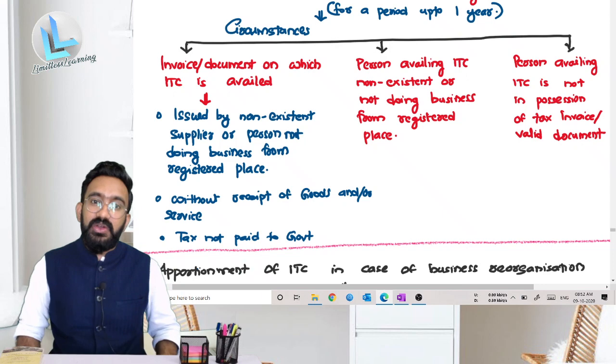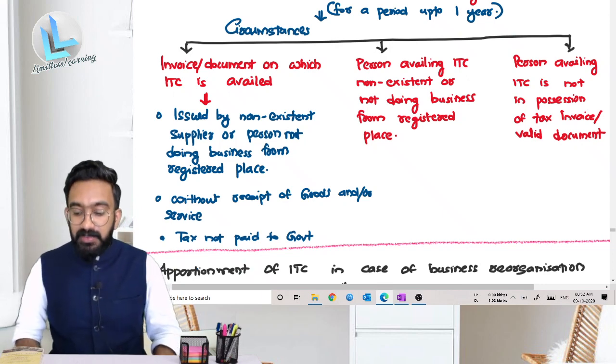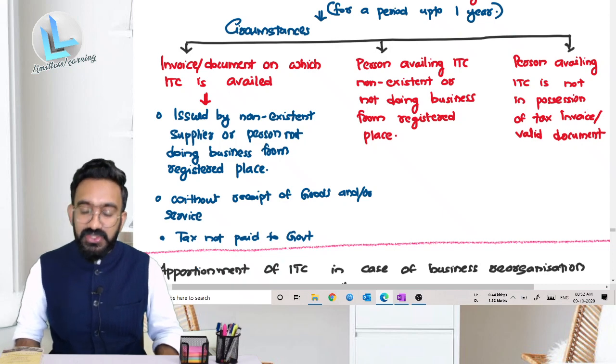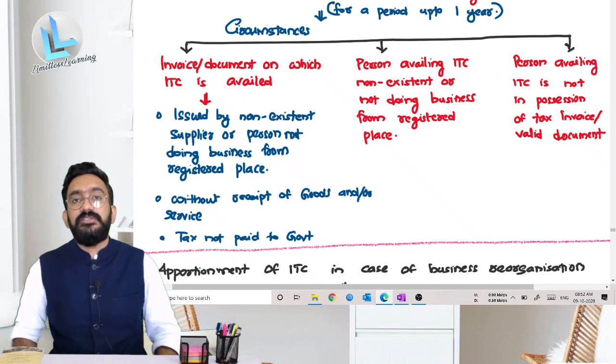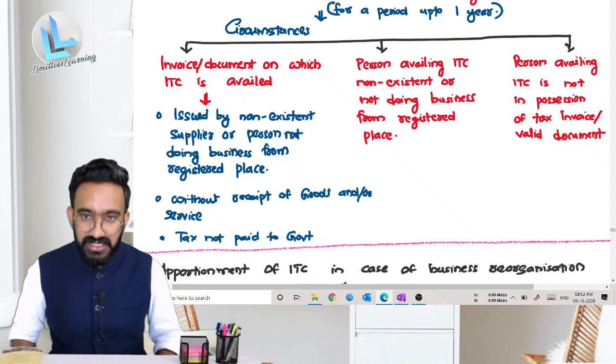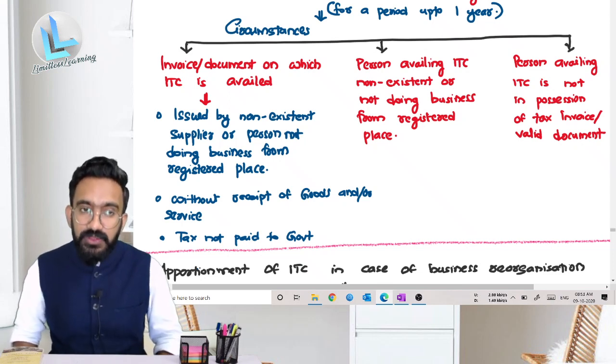He's non-existent, or he's doing business from a place which is not informed to the government. Then the person availing ITC is not in possession of an invoice. In all these cases, we already know that these conditions are there in Section 16, which you have to satisfy for taking ITC. So if these conditions are not satisfied, then they can impose a restriction.